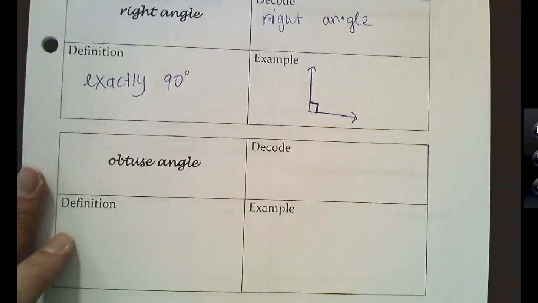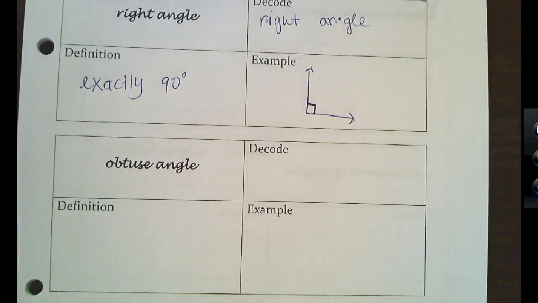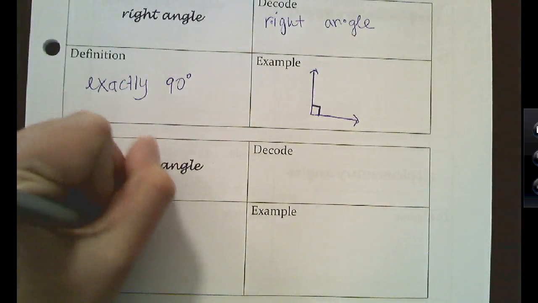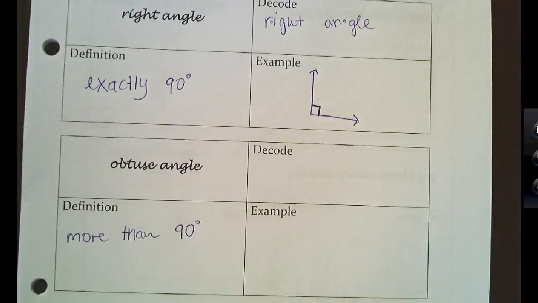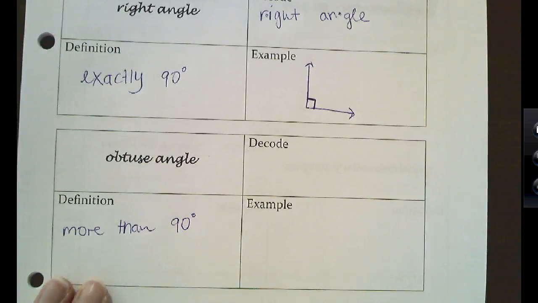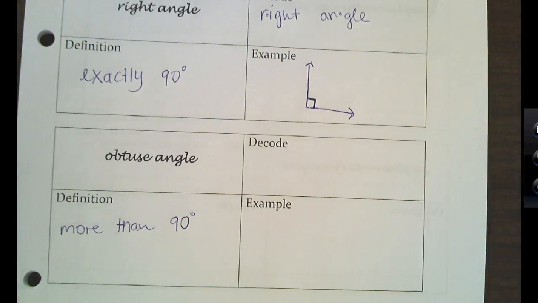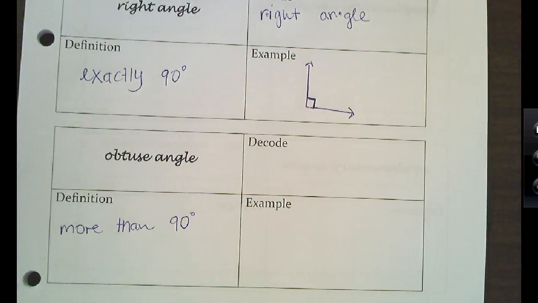Now let's go down to obtuse angle and decode that. Very good. It's actually just more than 90 degrees. So you can write more than 90 degrees. But I like that you're thinking. That's awesome. Yep, it's a big angle. You could do a straight line. Yep, a straight line is 180 degrees. So that would be obtuse. You are correct.